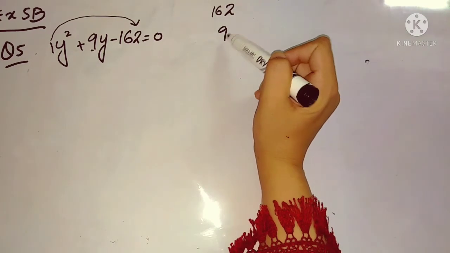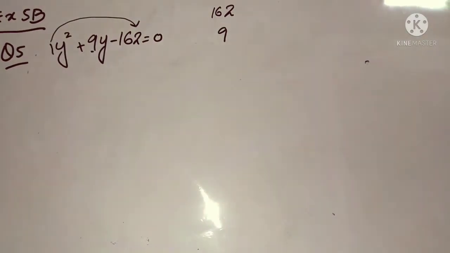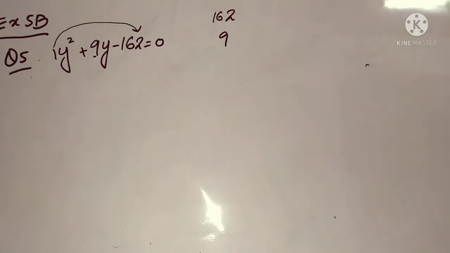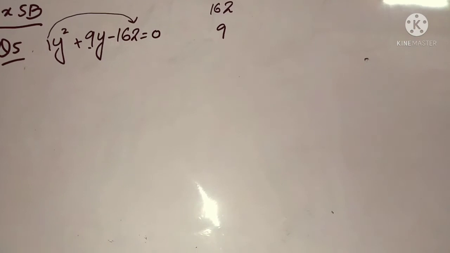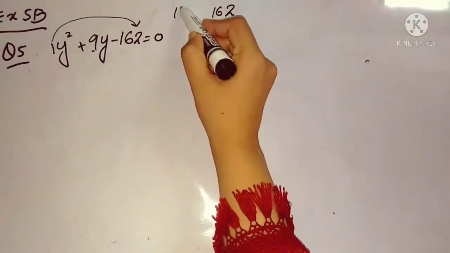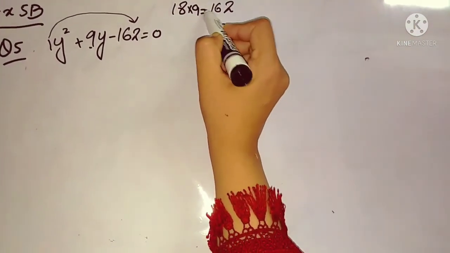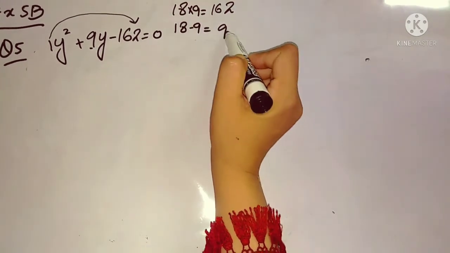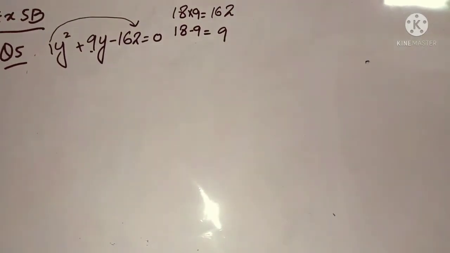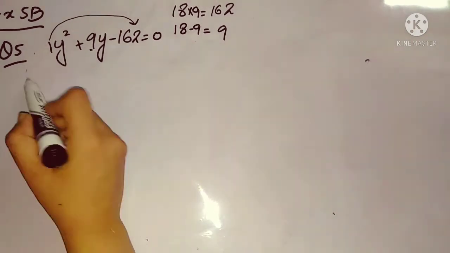Now we are going to solve it. We can solve it with two methods: first by using the quadratic formula and the other by factorization. Here I am going to do the factorization. Here the coefficient is 1, so first you have to multiply the first and the last number. When you multiply 162 with 1, you get 162, and the middle number is 9. Now you have to choose two numbers that when you multiply, you get 162, and when you add or subtract, you get 9.